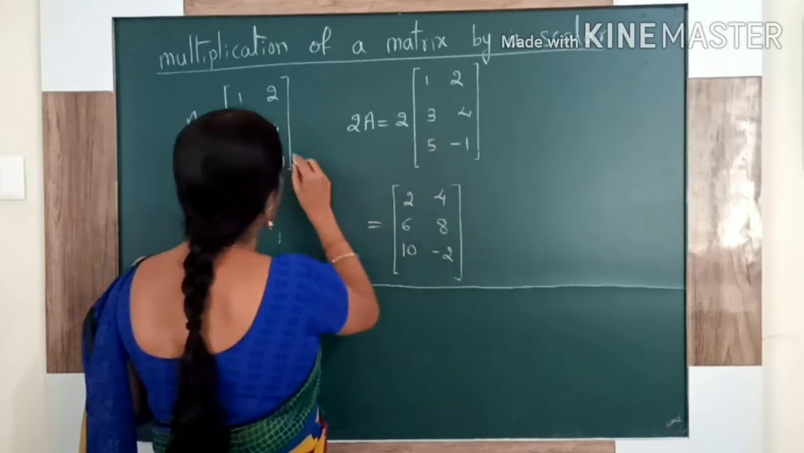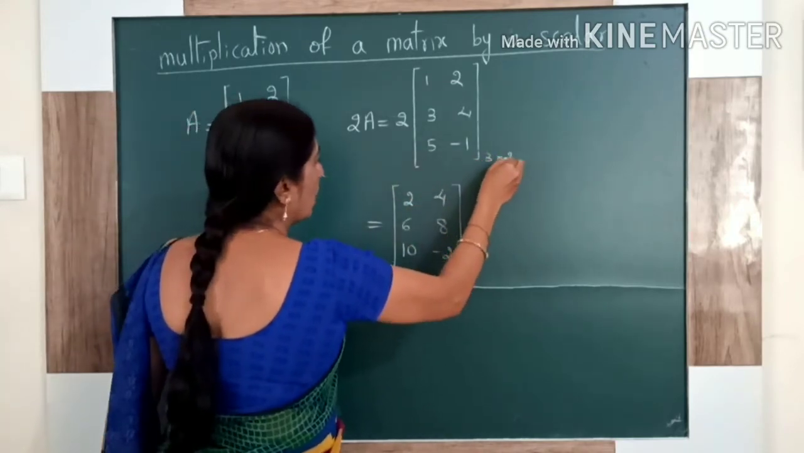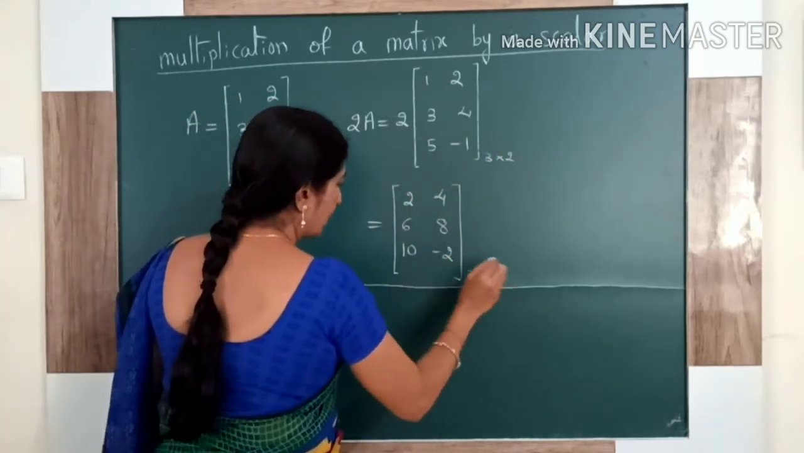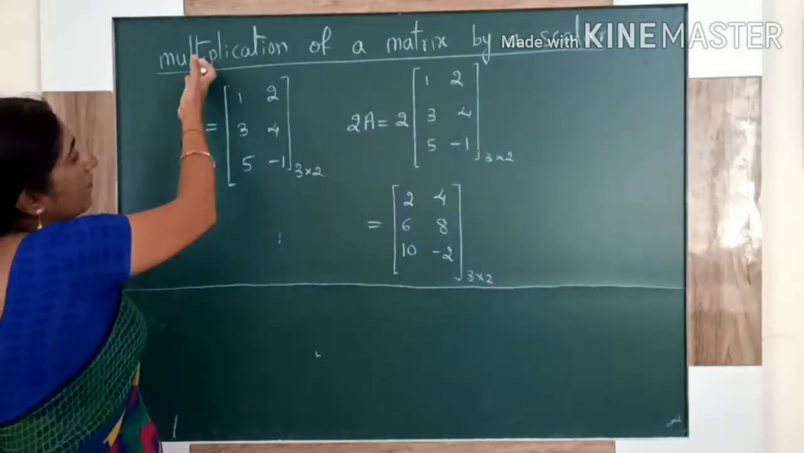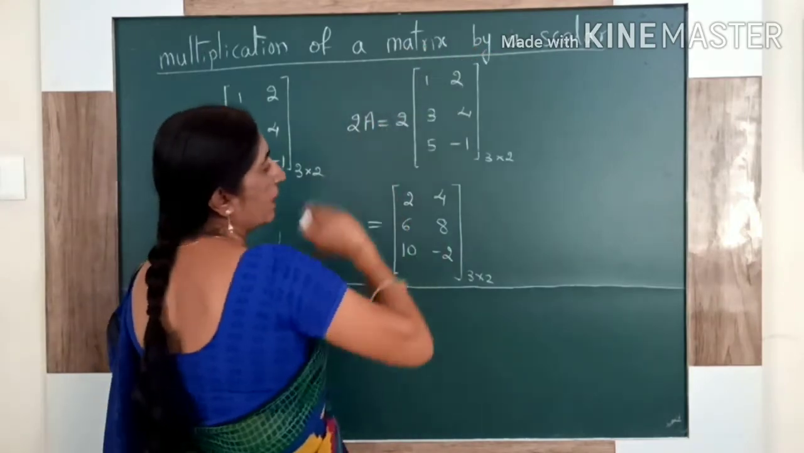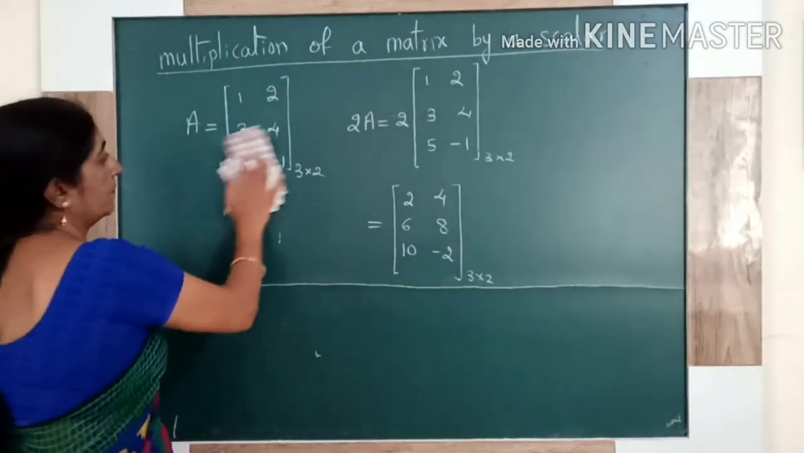See the order. Here the order is 3 by 2. Here it is 3 by 2. After multiplication also it is 3 by 2. Now students, is it clear? So this is nothing but multiplication of a matrix by a scalar. So now I am giving you the general.